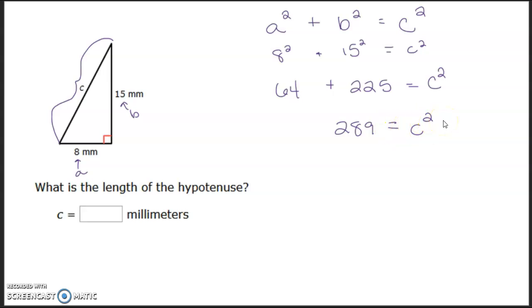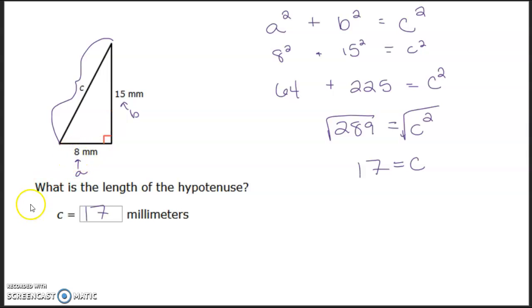Now we still don't have c by itself. That's not the answer. That's what c squared equals. So in order to get rid of a square, we do the opposite: we square root it. So in your calculator, we need to square root 289, and that comes out to a perfect 17. Also, if you think about it, 289 would seem like a very long side when this one's only 15 and that one's only 8.